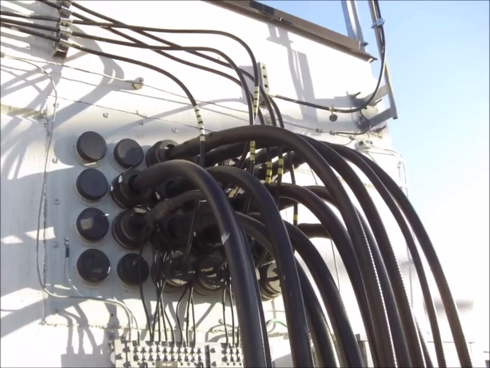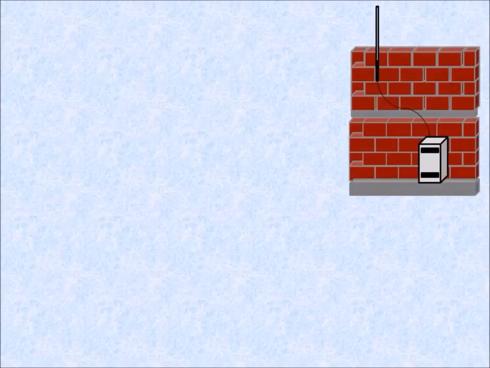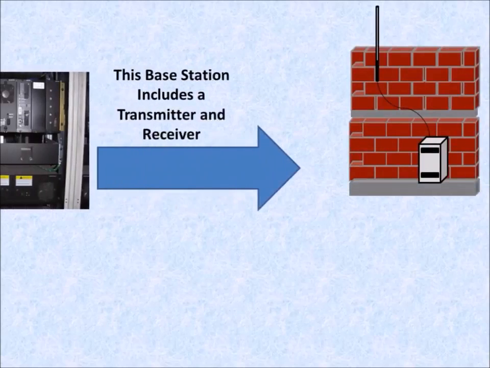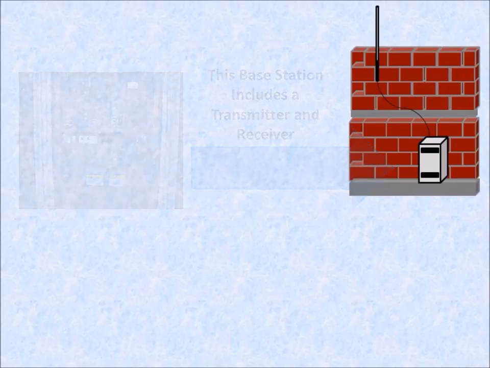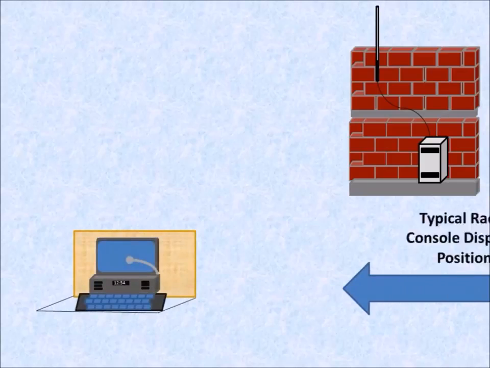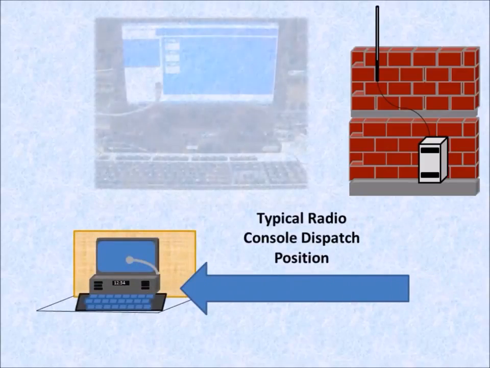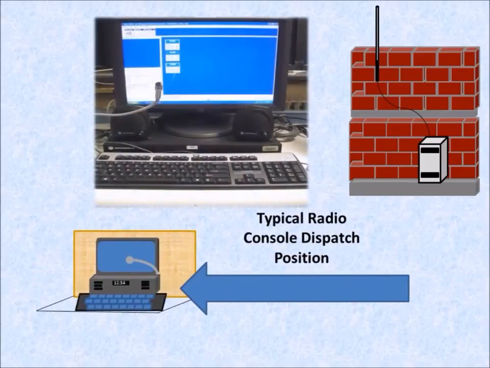Let's look at our base station. Here is our basic transmitter and receiver. This equipment is usually within the same cabinet and maybe even in the same chassis within the cabinet. Our dispatch console is located in a PSAP or other dispatching location.